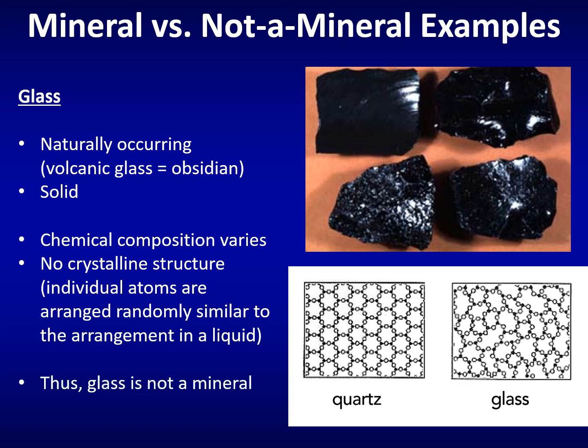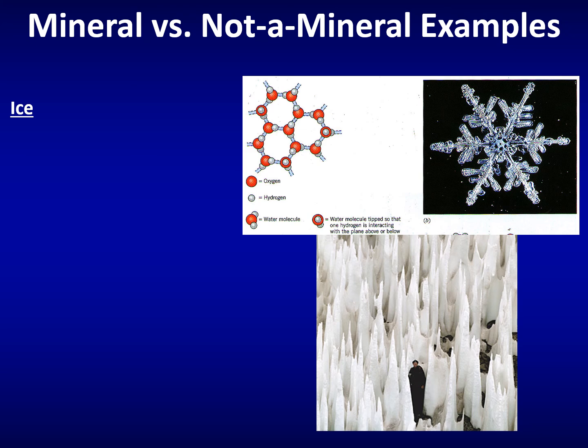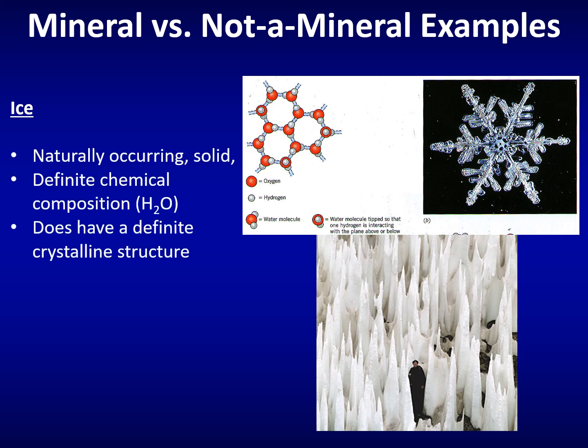Glass then is not a mineral. Ice. Is ice a mineral? Well, let's take it through our definition. It is naturally occurring, obviously. It's solid. It has a definite chemical composition of H2O, and it does have a definite crystal structure.